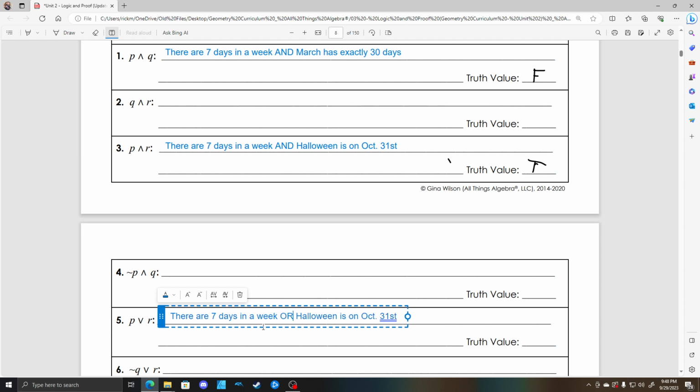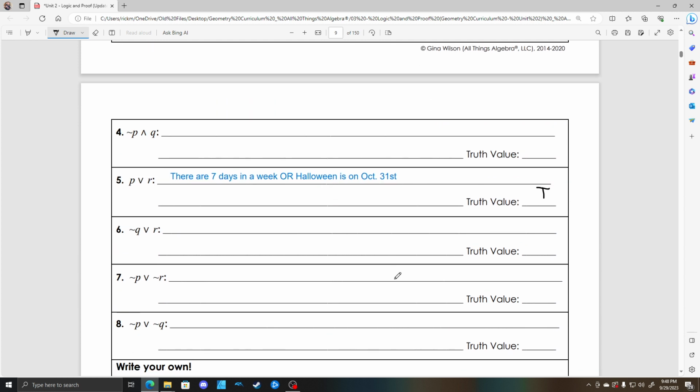So there are 7 days in a week, or Halloween is on October 31st. So all we really need is for one of these to be true, right? However, in this case, both of them are true. Therefore, it's pretty much super true, which isn't really a thing, but in this case, it is definitely true, right? All right, so let's go to number 7.